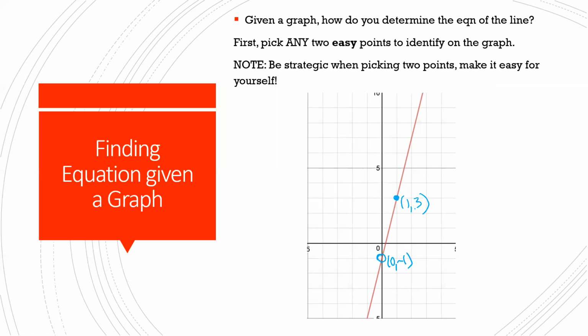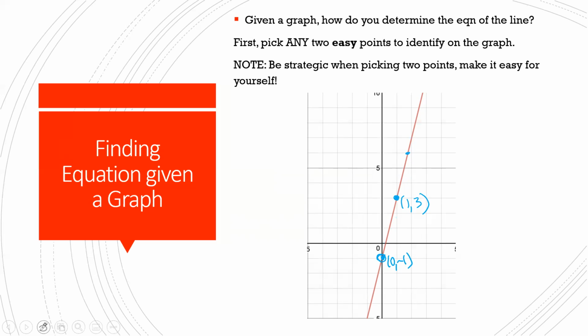What do I mean by easy? I just mean points that are easy to read. You don't want to pick, for example, this point right here. This is technically a point on the line, but in all honesty, I don't even know what the x-coordinate would be. It would be between 1 and 2, but it could be 1.7, 1.8, we don't really know, right? So you want to pick points that are very, very easy to identify. Ideally, it is right on the corner of the grid. So I can clearly see here that 1 and 3 is a very good choice, and so is the y-intercept there.